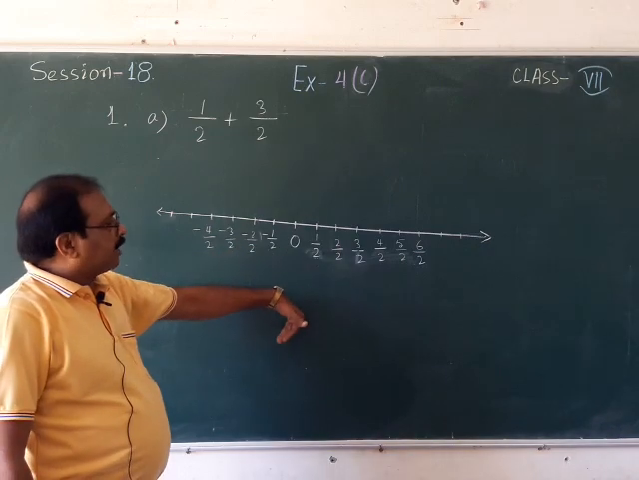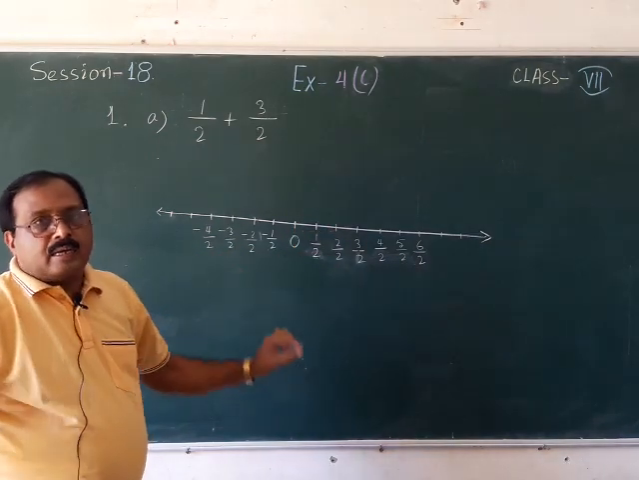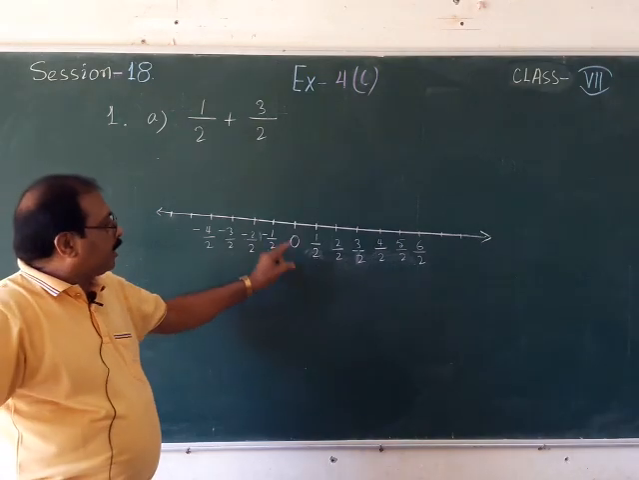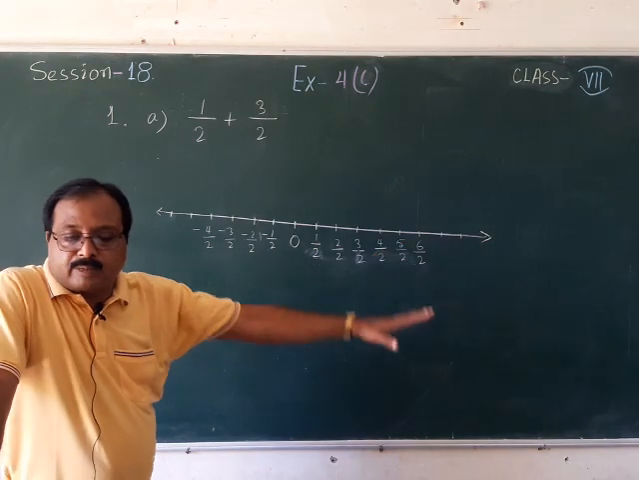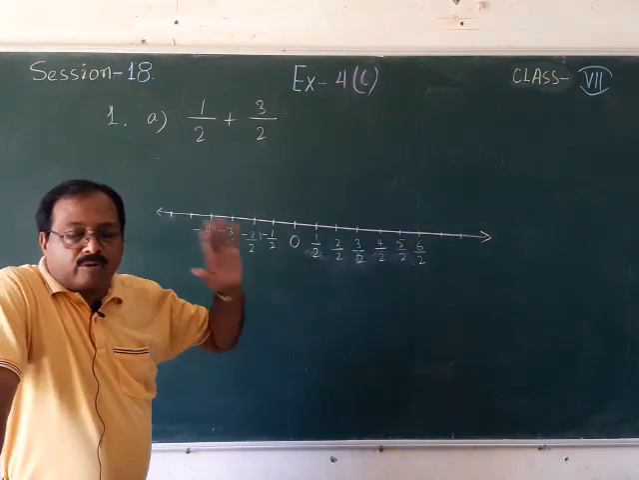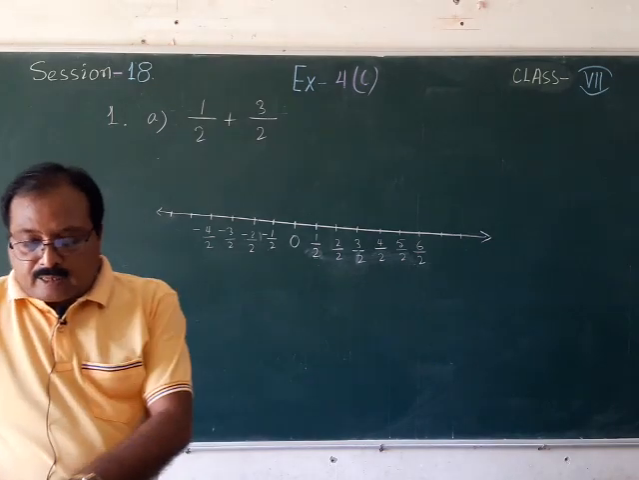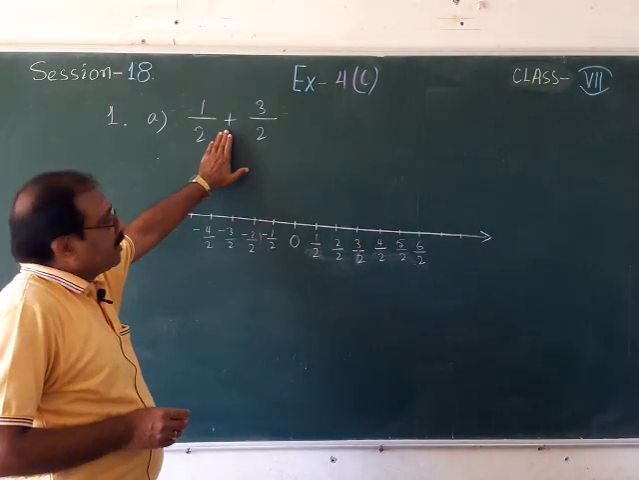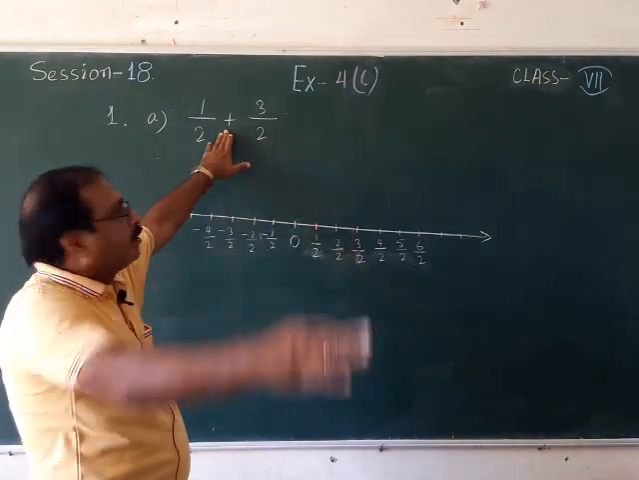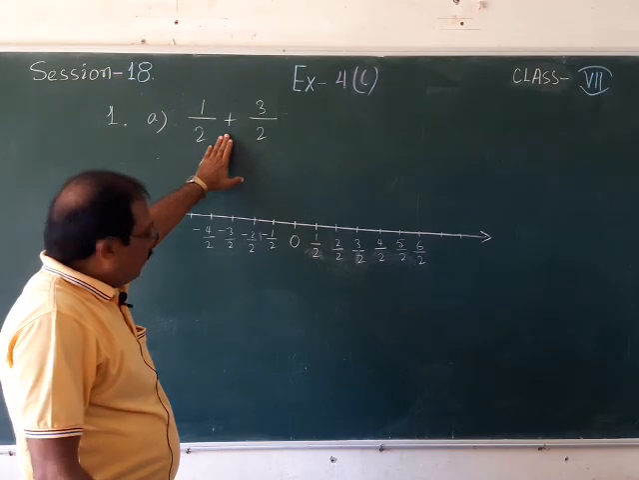For each and every marking, suppose I have taken half. You are drawing the number line, and in 1 centimeter you are writing 1 by 2, 2 by 2, 3 by 2, 4 by 2, 5 by 2, 6 by 2. Like that, according to your choice, you write the numbers first. Then you have to start, first you go to half. Adding means going to the right side on the number line, and then 3 by 2.